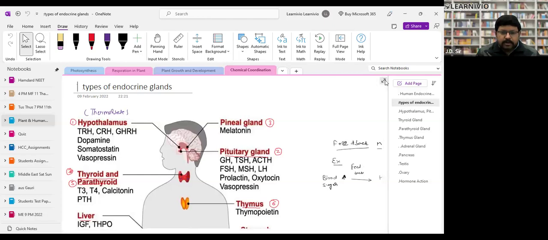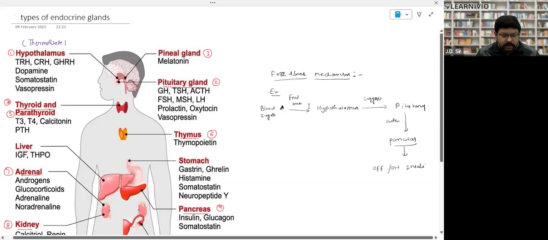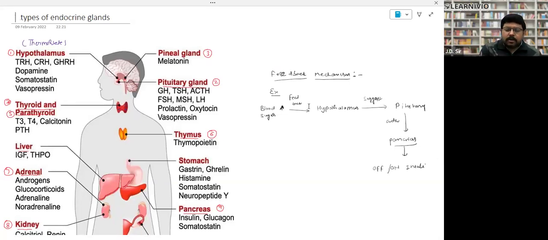Before going into that, these are the locations and different kinds of glands. So before going into that, please write down, Martin: what is the definition of hormone? Write it down.